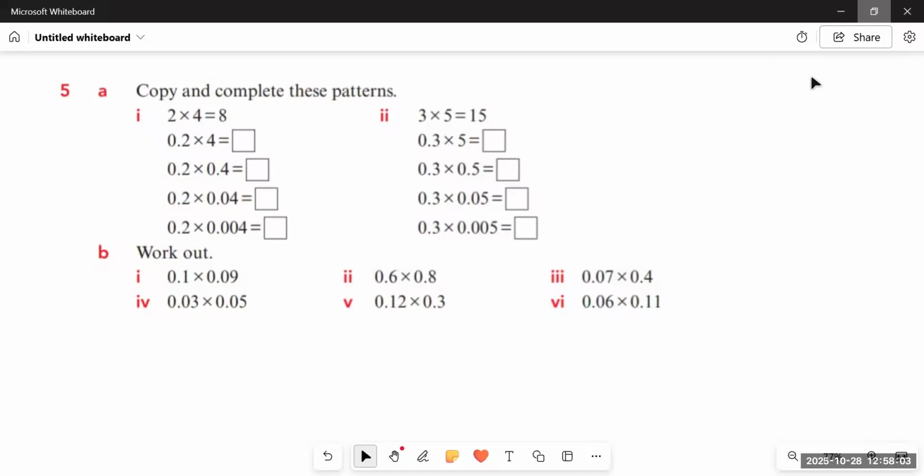Here comes the next question. 2 multiplied by 4 is 8. So if there will be one decimal place, 0.4 multiplied by 8 would be 0.8. It will be two decimal places, so the answer will be 0.08. Like we will simply write 8.